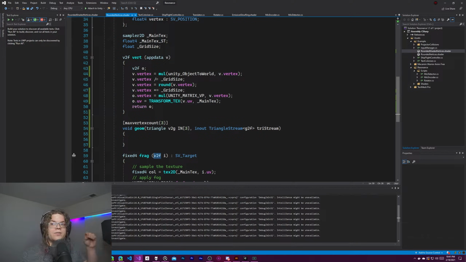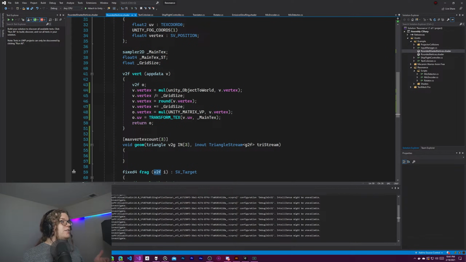What's happening there is we actually have objects that are effectively data transfer objects intended to move data from one of these functions to the other. In this case, V2F is vertex to fragment. We're not doing that anymore. Instead, we need to move vertex to geometry and geometry to fragment. So hopefully that makes sense.